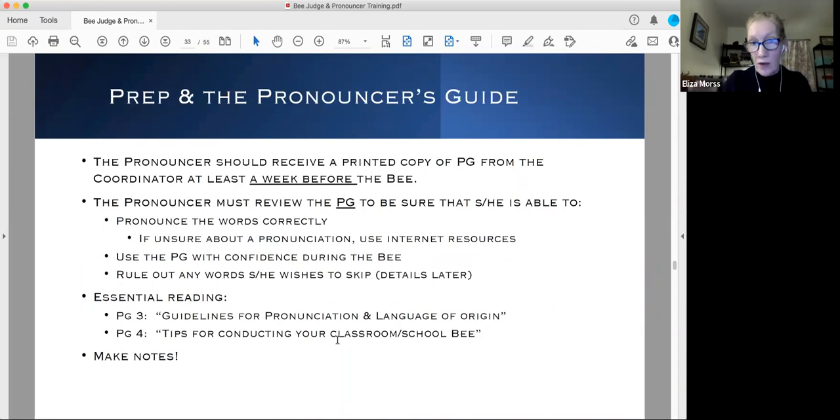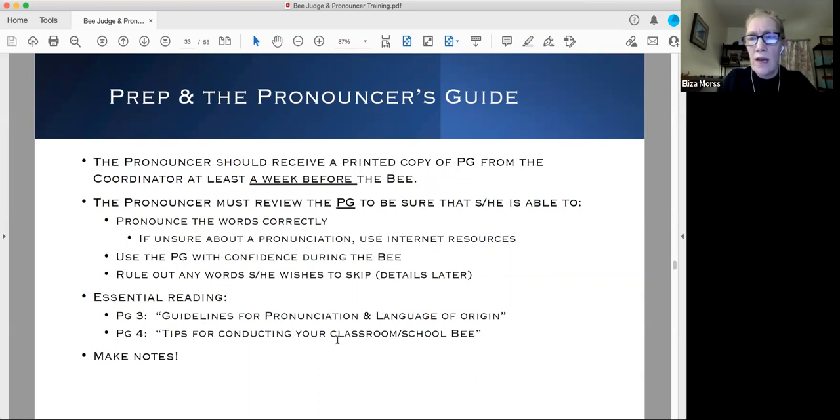Okay, prep in the pronouncer guide. Coordinators, this is where I need your help. The pronouncer should receive that printed copy of the pronouncer guide from the coordinator at least a week before the bee, because they've got to review the pronouncer guide to make sure they can pronounce the words correctly, and to use the internet if you can't, and use the pronouncer guide with confidence during the bee so you know where to look. And also to rule out any words that he or she might wish to skip.